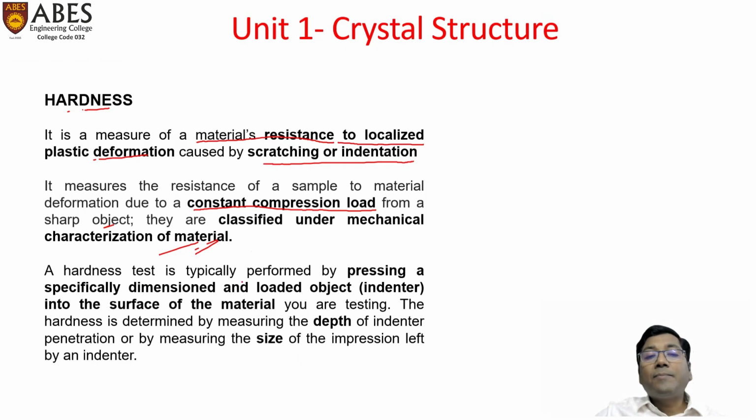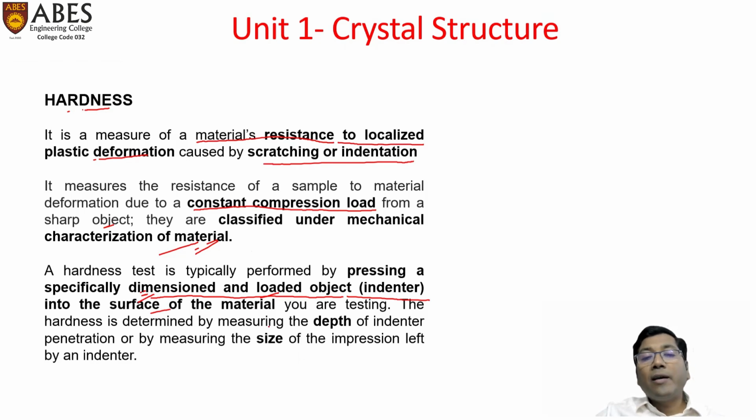A hardness test is typically performed by pressing a specifically dimensioned and loaded object, called an indenter, through which the compressive load is applied. Its dimension is fixed, and the load applied on it is also fixed as per the scale or the different methods of hardness testing. The indenter is pressed into the surface of the material being tested.